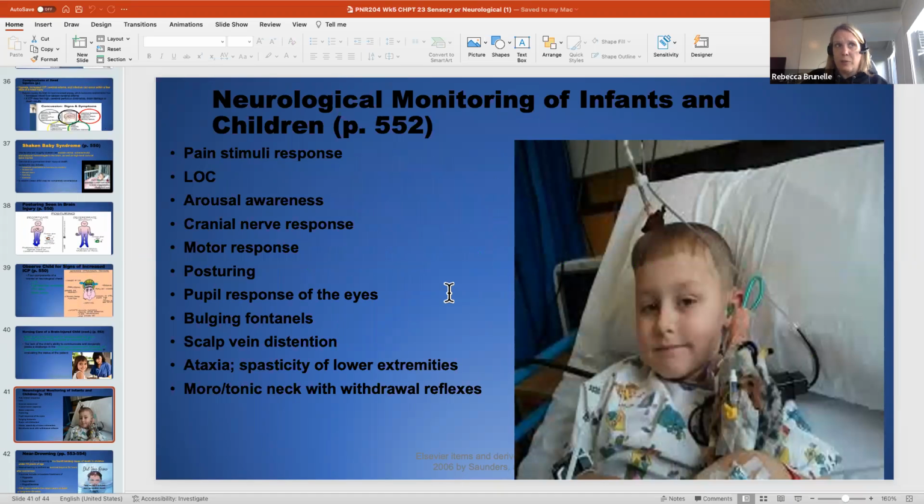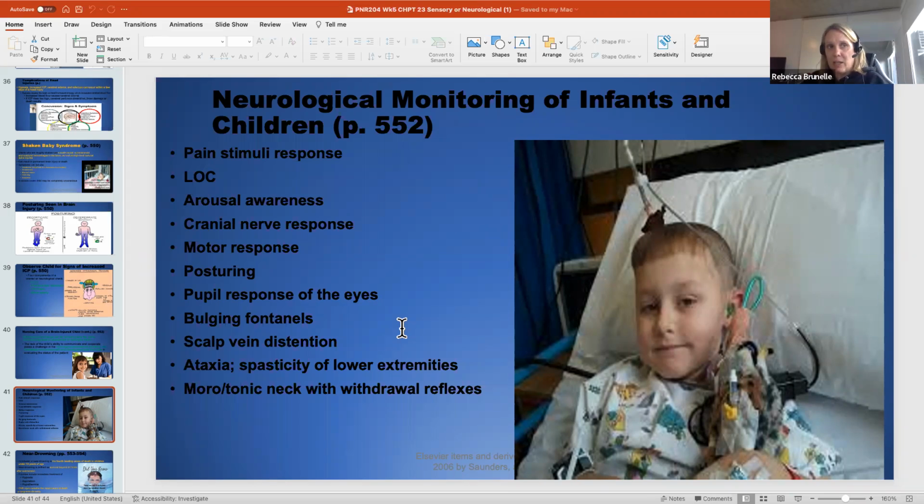So there's a couple different things that you're going to be paying attention to when you're doing neurological assessments in children. We've talked about most of them. We didn't talk about bulging fontanelles. So we're talking about before the sutures fuse in the kid's head. And what do you think a bulging fontanelle is? Why might that happen? The CSF fluid is building up. Yeah. And since their sutures haven't closed, they have the ability to kind of go up like that.